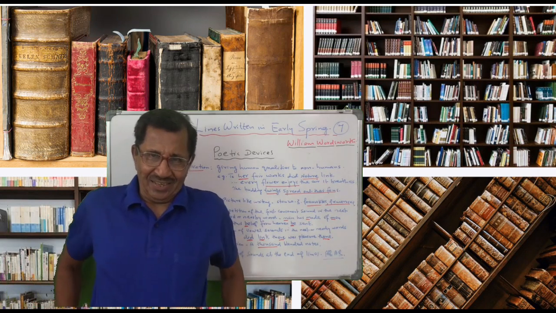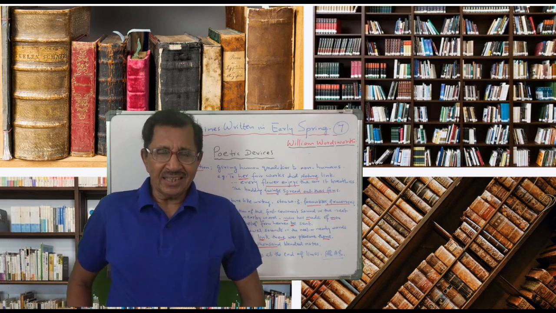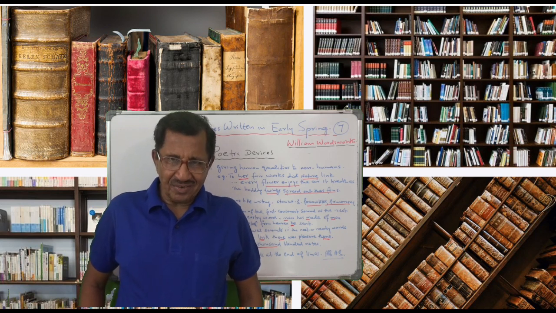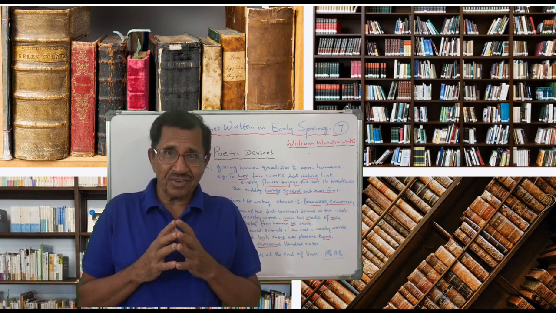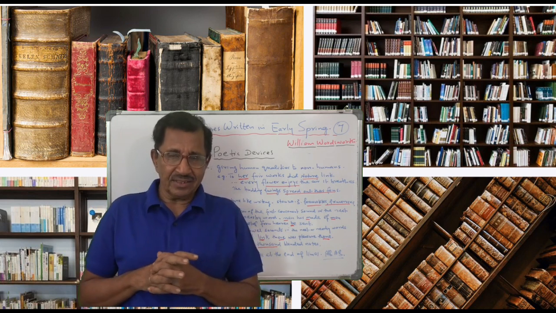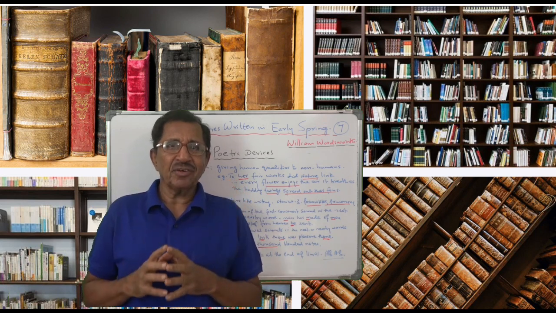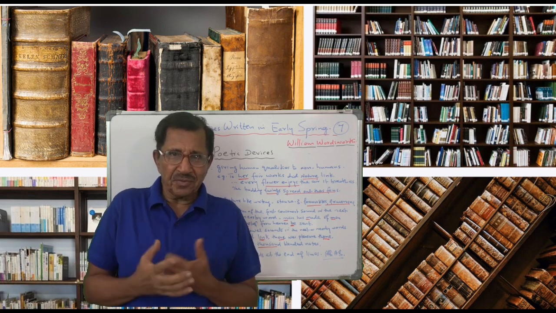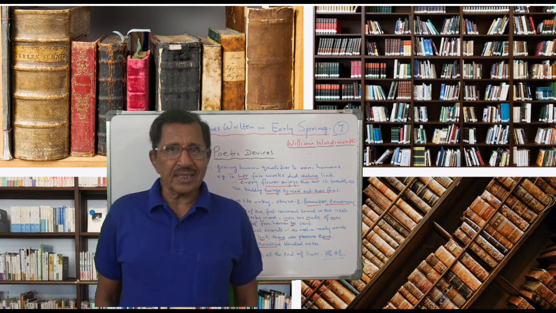Fine. Now we have just completed the discussion of this poem, Lines Written in Early Spring by William Wordsworth. Now we will look into the poetic devices, how poets use different methods, different tricks, you can say devices, to make the language of a poem beautiful. Whatever the poets do to make the language of a poem beautiful, you call them poetic devices.